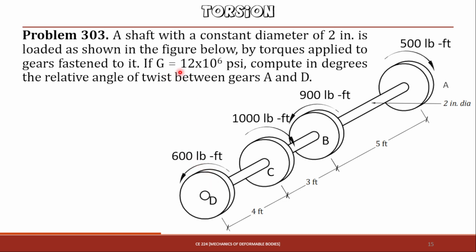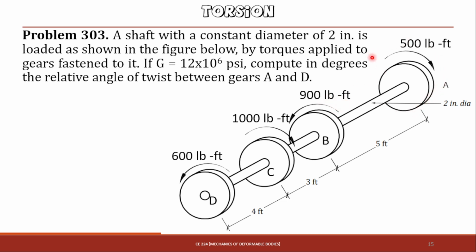Okay? So if the modulus of rigidity ay 12 times 10 raised to 6 psi, compute in degrees the relative angle of twist between the gears. So relative angle of twist. So ilang degrees ba yung rotation ni D with respect to A. And to visualize that, so let us imagine from A to B, yung torque natin sa A ay 500 pounds, yung torque natin sa B ay 900 pounds.